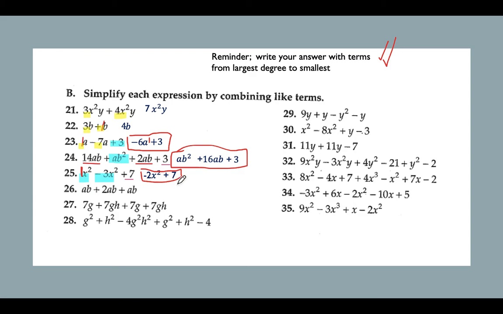Again, I cannot add 7 and negative 2x squared. The reason why I cannot add that is because 7 is a constant, while this term right here has a variable. Okay?